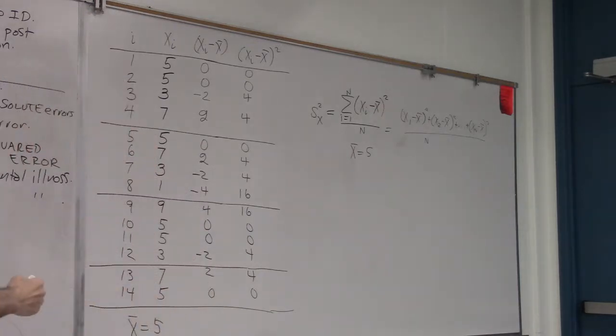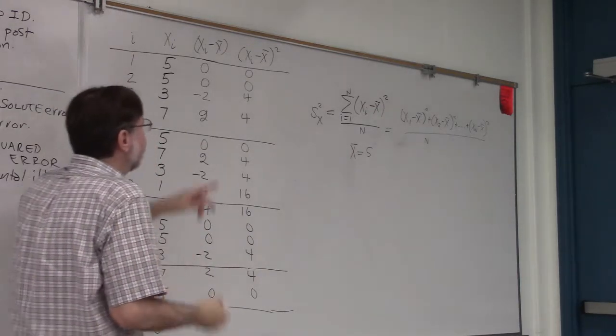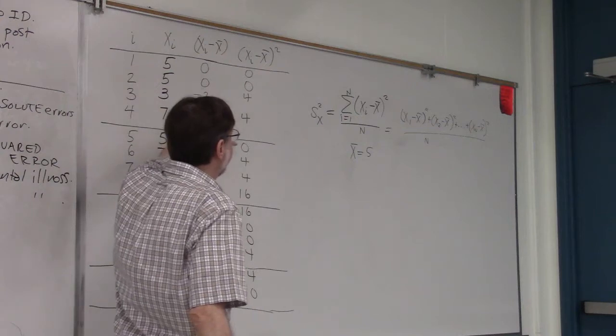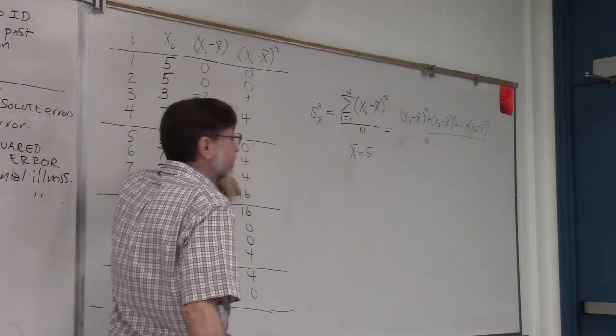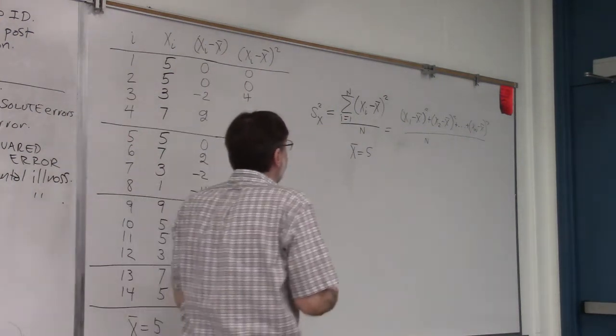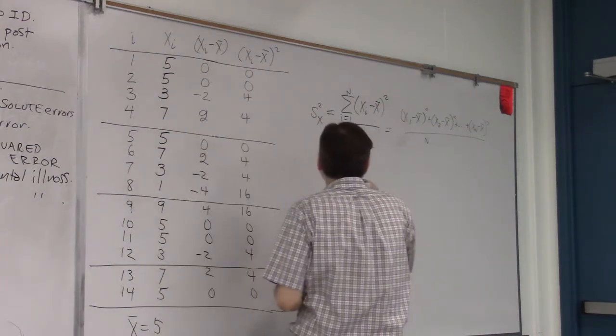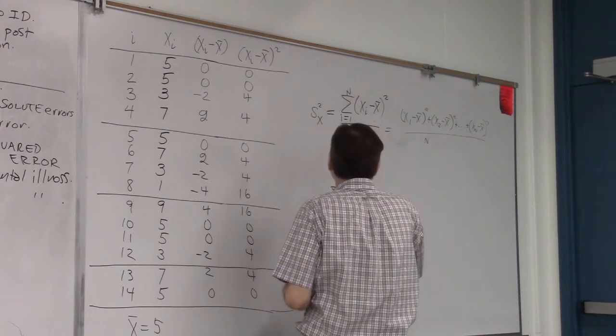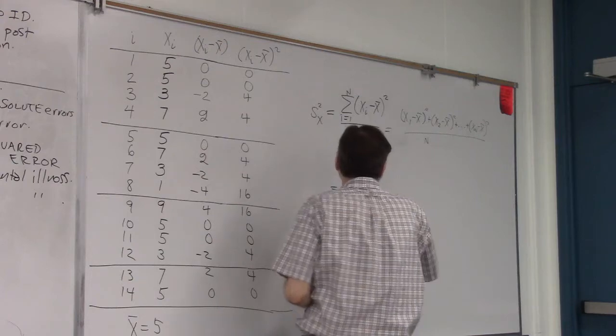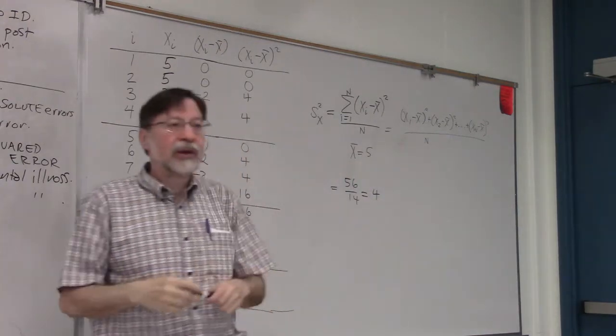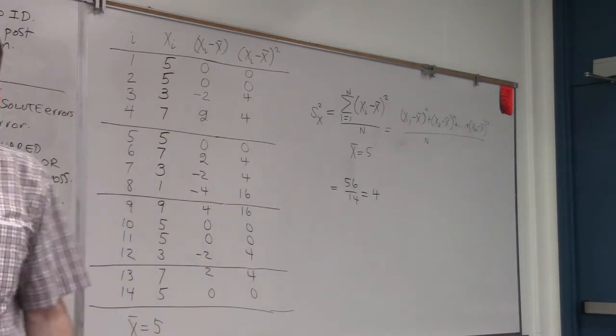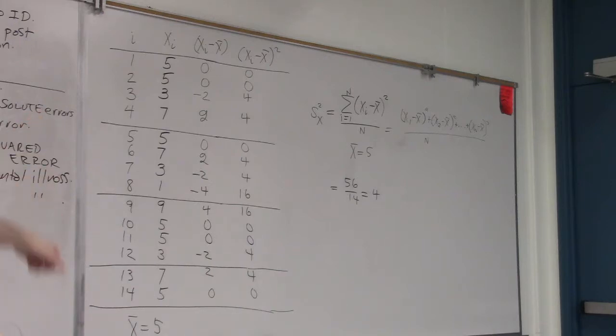So now we need to add those numbers together. 0 plus 0 plus 4 plus 4 plus 0 plus 4 plus 4 plus 16. It all adds up to 56. Divided by 14, and that's equal to 4. So the variance is 4. If you were playing the game with these numbers over here, we can play the game with those numbers.